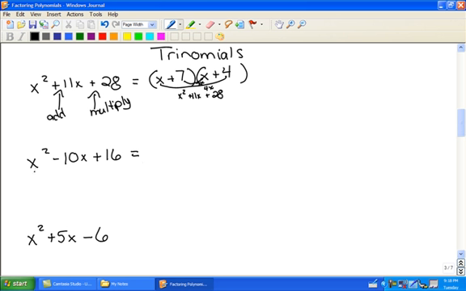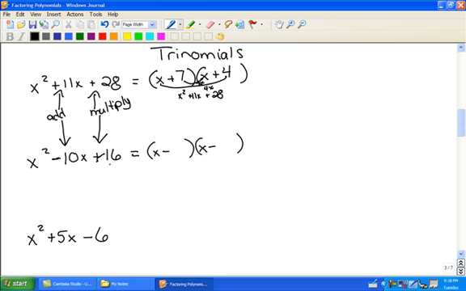Again, if we're looking at another example, x squared minus 10x plus 16, we're going to try to break that into two different binomials. We know the first terms will be x times x to give us x squared. This time we're going to multiply to get a positive, and we're going to add to get a negative. That means that both of these signs will have to be negative, because a negative times a negative will give us that positive, and a negative plus a negative will give us a negative.